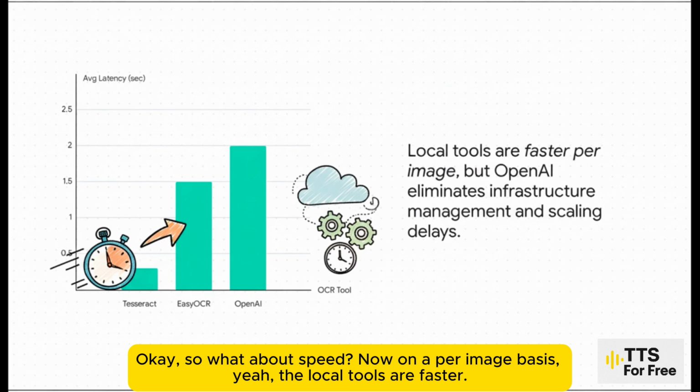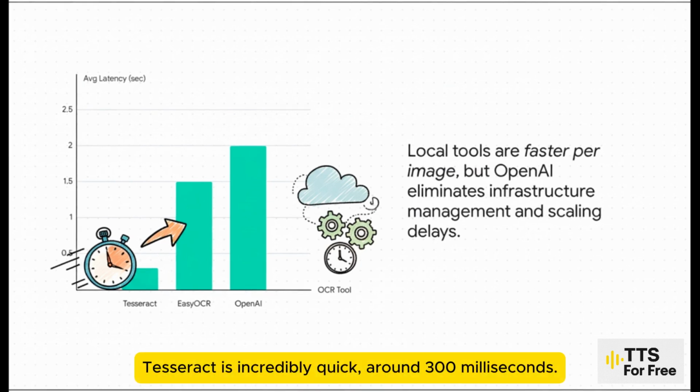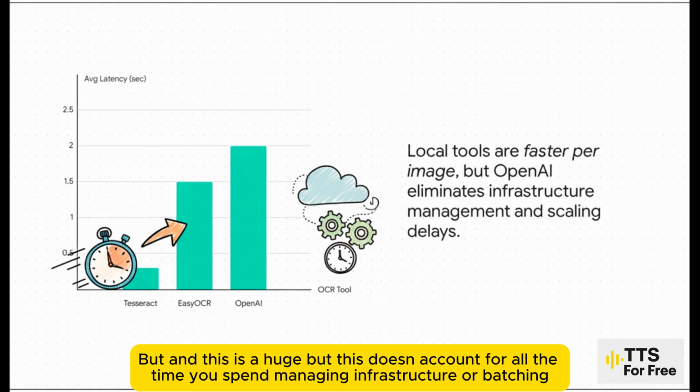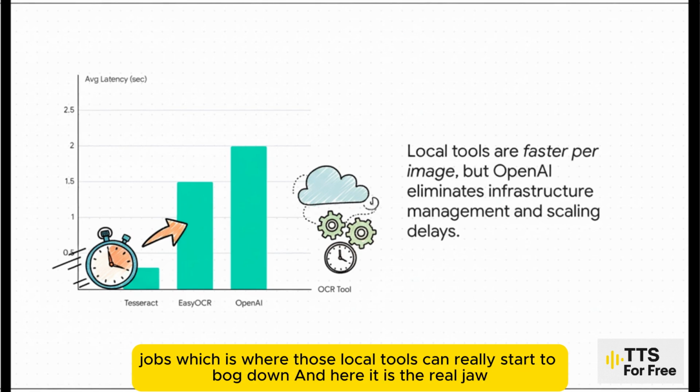Okay, so what about speed? Now, on a per-image basis, yeah, the local tools are faster. Tesseract is incredibly quick, around 300 milliseconds. OpenAI is the slowest here, at about 2 seconds per image. But, and this is a huge but, this doesn't account for all the time you'd spend managing infrastructure or batching jobs, which is where those local tools can really start to bog down.